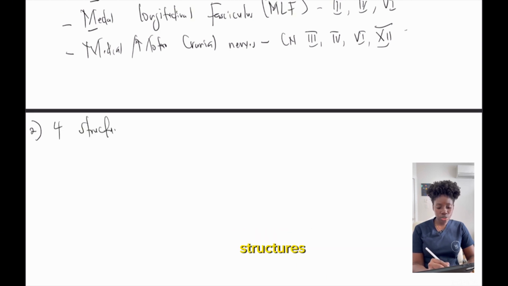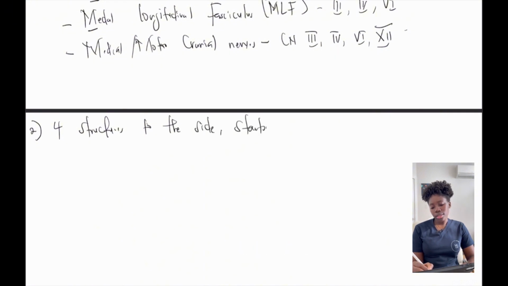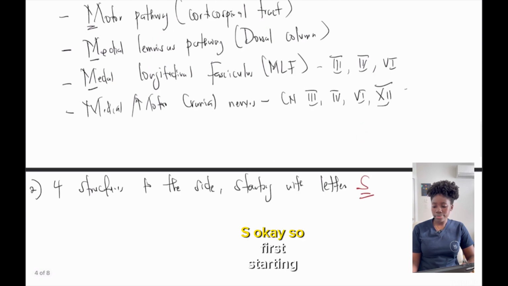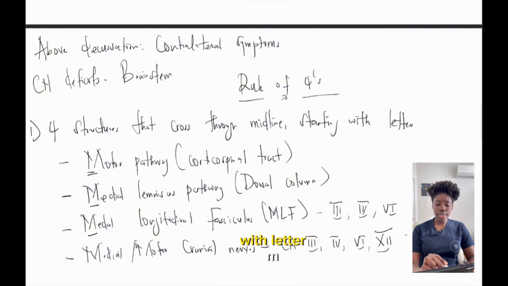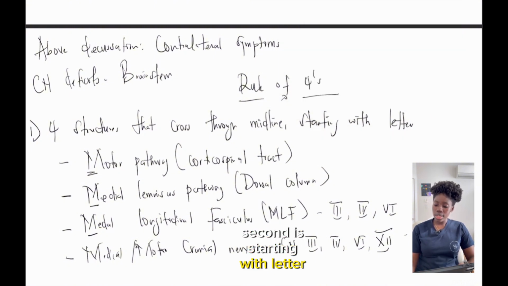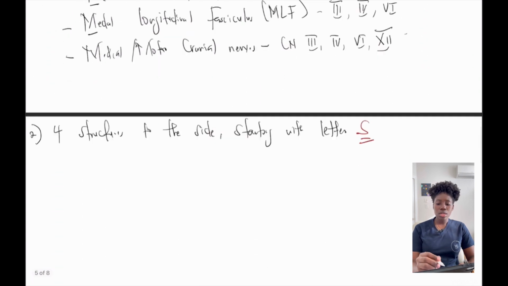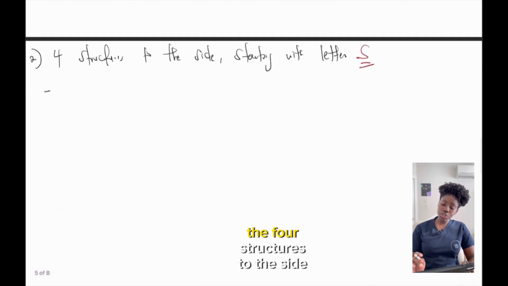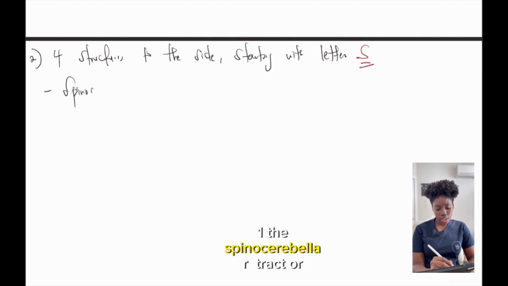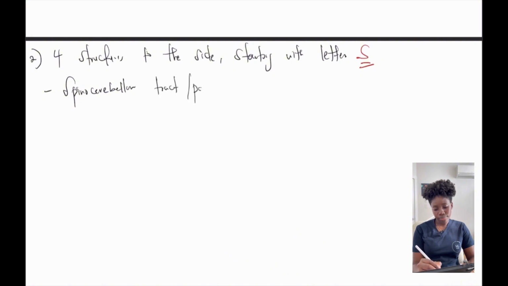Rule number 2 is that there are 4 structures to the side, starting with letter S. Okay, so first is starting with letter M. Second is starting with letter S. So the 4 structures to the side that start with the letter S are: 1 is the spinocerebellar tract or pathway. 2 is the spinothalamic tract.